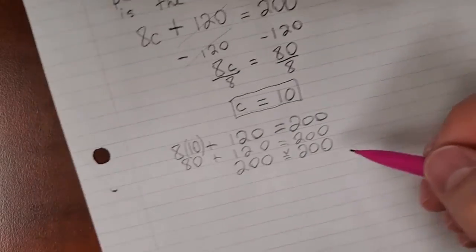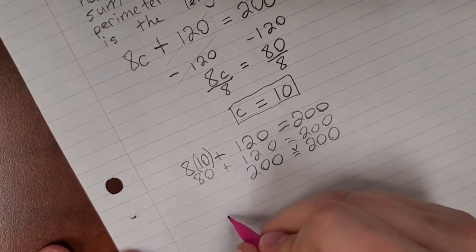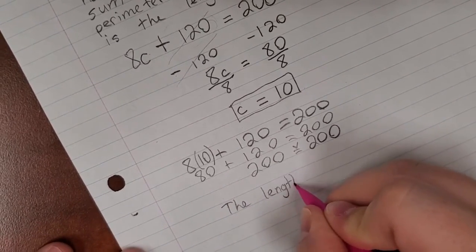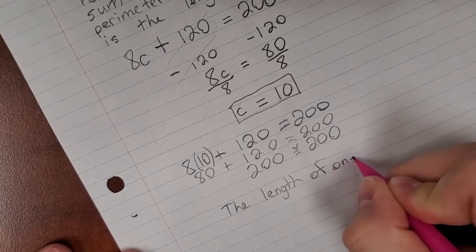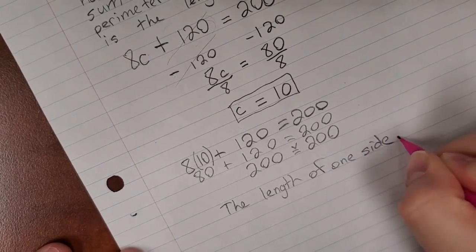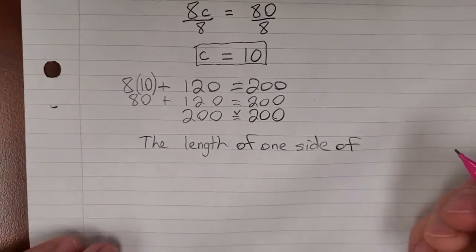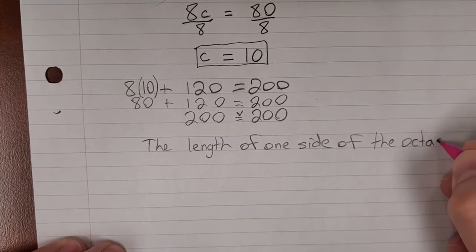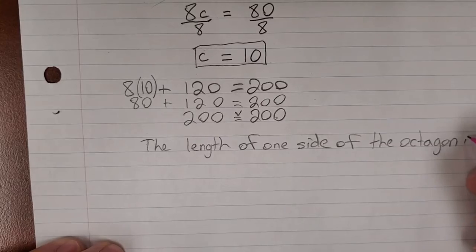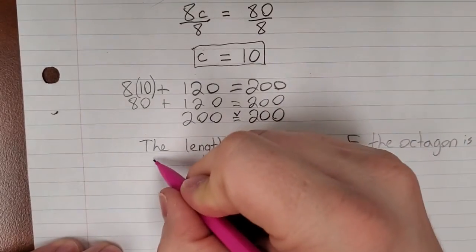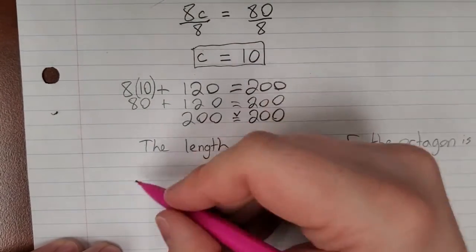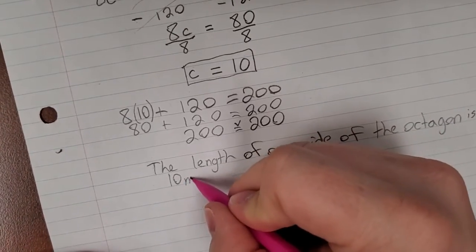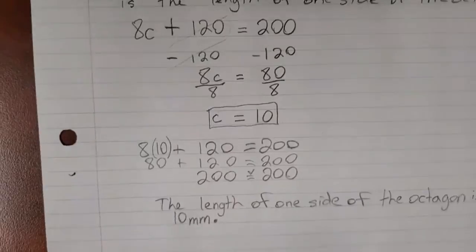And finally, write a sentence to answer the question. The length of one side of, sorry, I turned this. The octagon is, what was it? 10. And what unit is it? It's millimeters. It's 10 millimeters. And there we go.